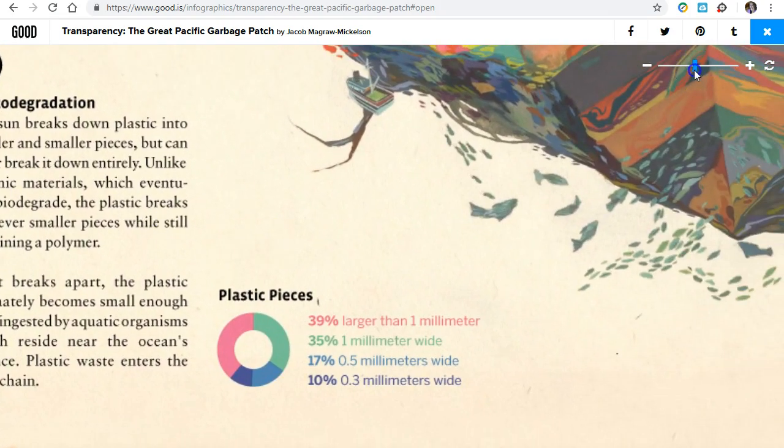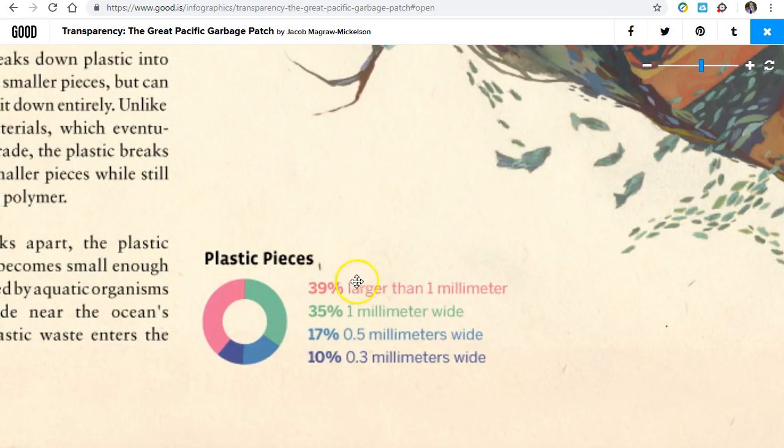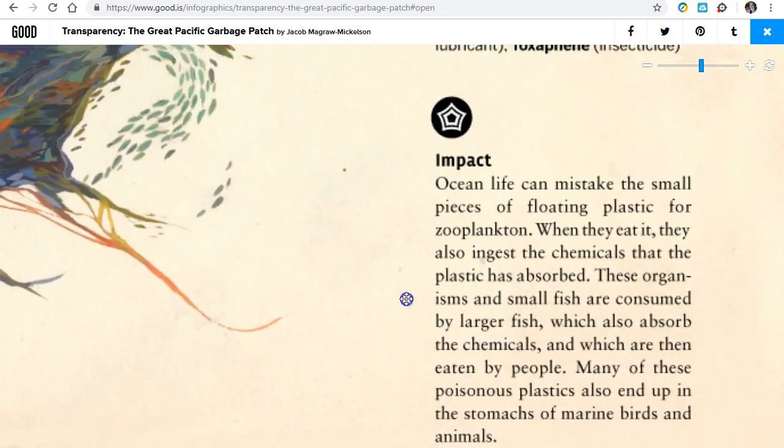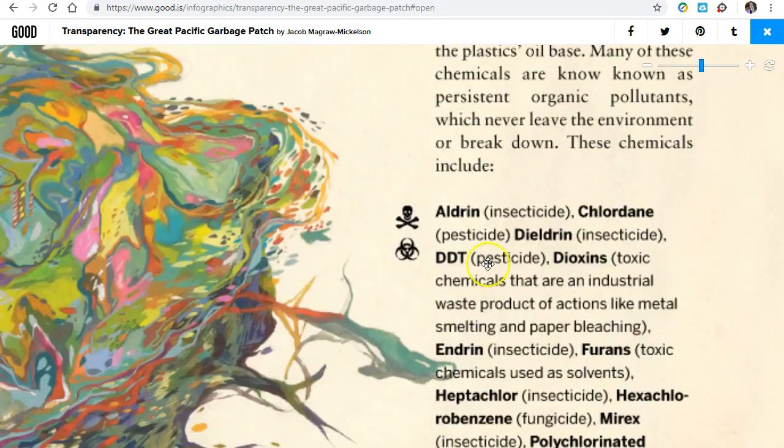So if we look at the sizes here, it says 39% are larger than 1 millimeter. Remember, a millimeter are those little tiny, the tiniest lines on a ruler, okay? 35% are 1 millimeter wide, 17% are 0.5. So these are all tiny pieces of plastic. It's not like you can actually see giant plastic bags, okay?